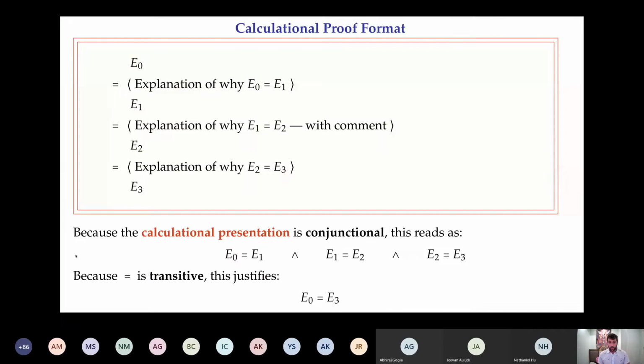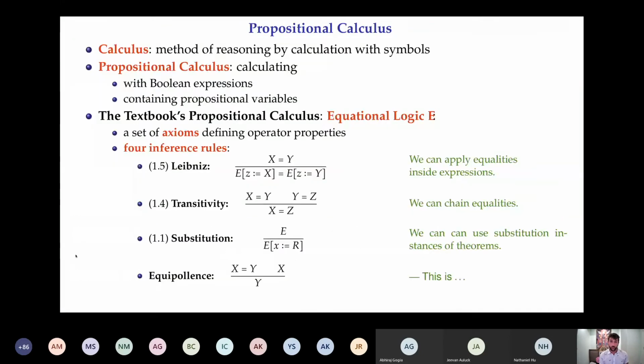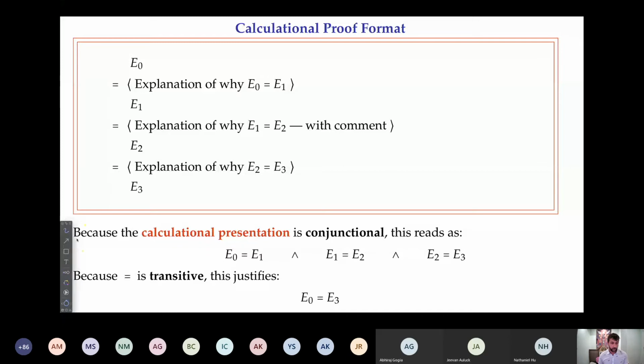Okay. Now, because equality is transitive, right? 1.4 right here. This means we can start off, we can do E0. Then we slide down the right-hand column to E3. And the fact that we can slide down the left-hand column and the result is going to be equal is, again, transitivity. And that's why we care about this rule. It lets us write our proofs this way.